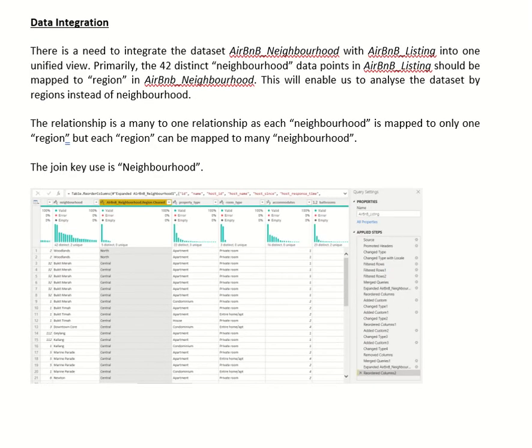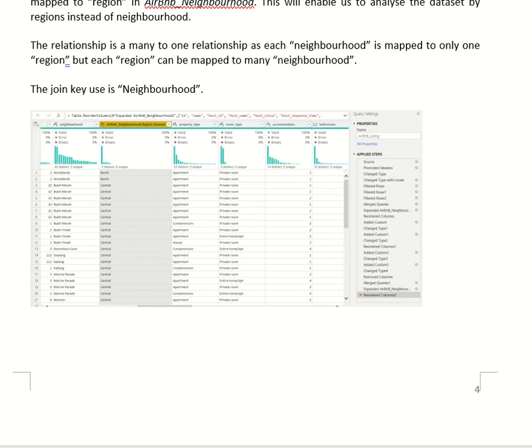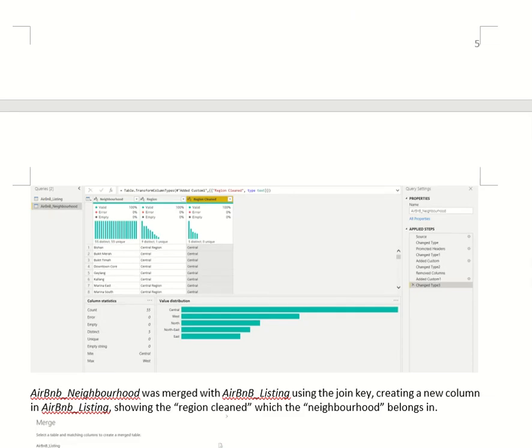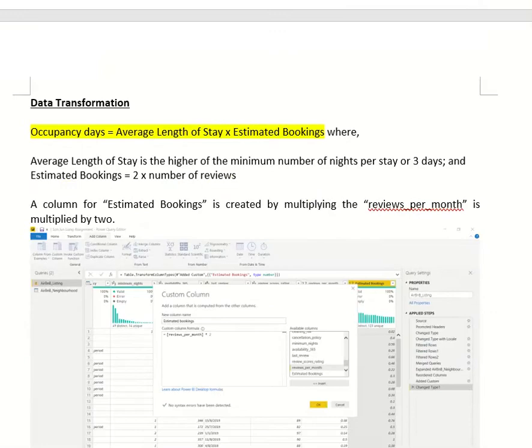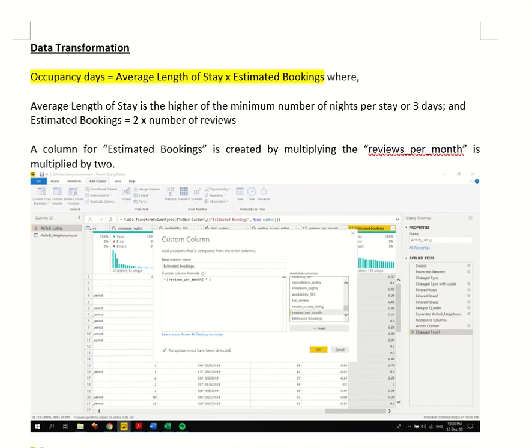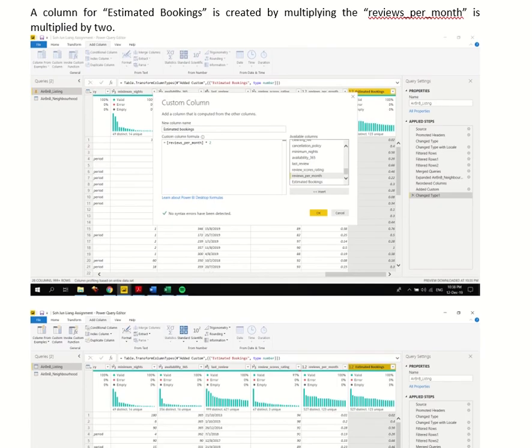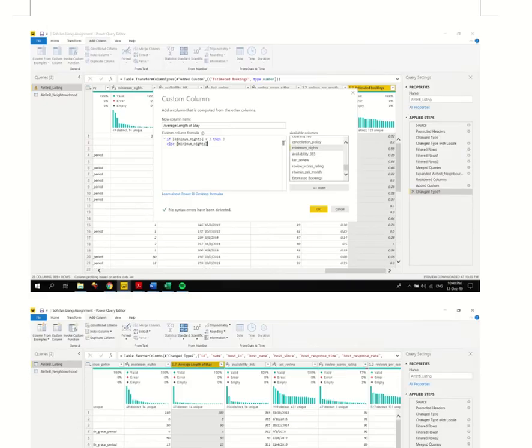For data integration, the join key is the neighborhood between the Airbnb neighborhood data and the Airbnb listing data. This gives each listing the required region data. After this is done, we can start the data transformation, where we transform the data to figure out the occupancy days, average length of stay, as well as the estimated bookings. All this, when multiplied by price, gives the estimated income per listing, and we can use the per-region grouping to get the categorization.